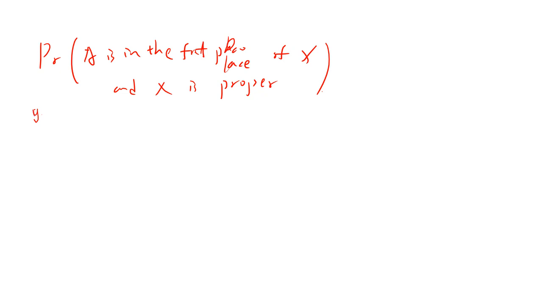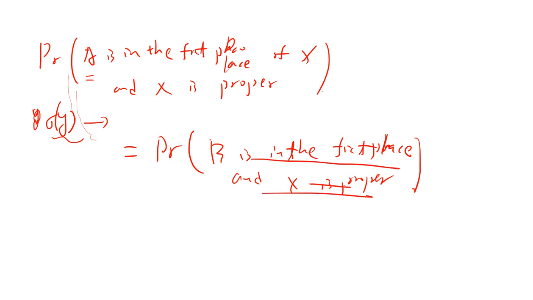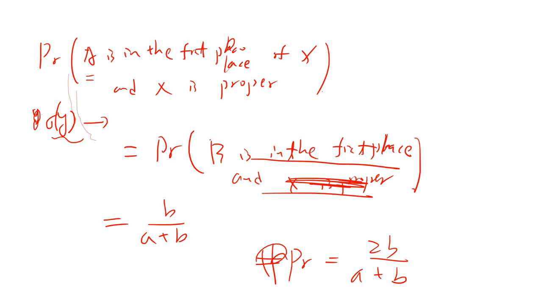But we already proved that if there is any sequence which contains A in the first place, then when we take sigma, it will become a sequence which has B in the first position. And if you take sigma on all the sequences which have B in the first place, then the result will be A. So this sigma is basically a one-to-one onto map. It will change all the sequences with A in the first place to sequences with B in the first place. So this tells you that this is just the same as B being in the first place and x is proper. But when B is in the first place, x must be proper. So the answer is just B over A plus B. So the total probability is just 2B divided by A plus B.